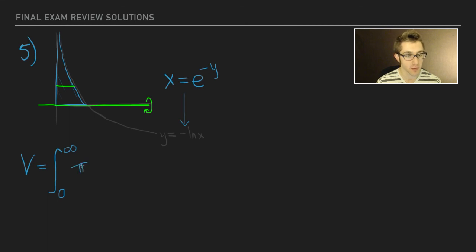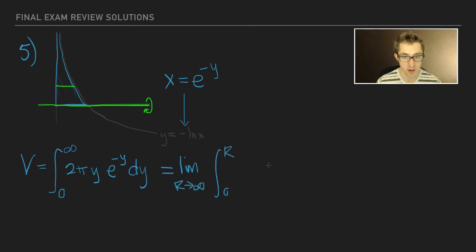It's shells, so I'm doing 2 pi times the radius of each shell, which is y, and then I have e to the negative y as the height of each shell, dy. This goes very similarly to the previous problem, except that it's an improper integral. I have infinity in my upper limit, so I need to turn this into a limit as, say, r goes to infinity of the integral from 0 to r of the same thing, 2 pi y times e to the negative y dy.